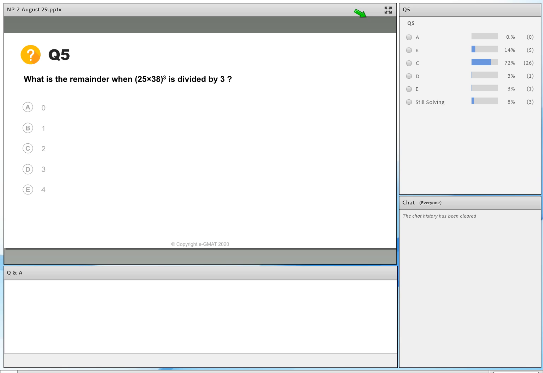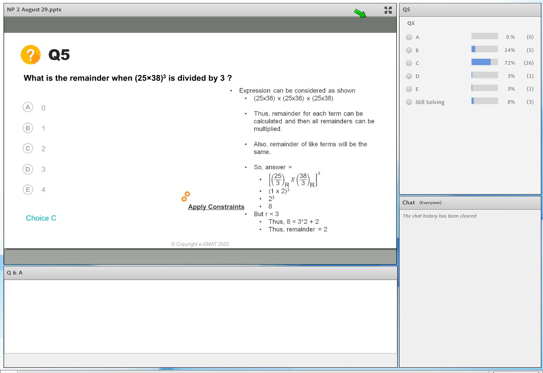72% went with C, then 14% with B. So those are the only two where we have votes, enough votes. C is the correct answer though, the majority is correct. So out of 28% who got this wrong, half of them went with B. We really have to understand what is it about B that's getting them there.